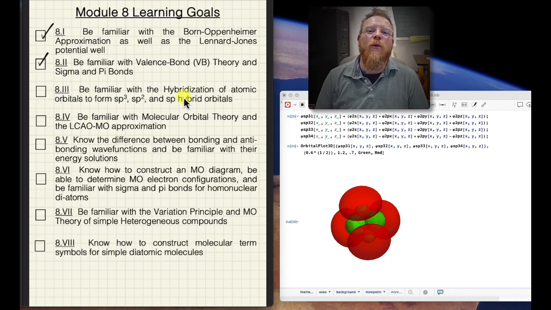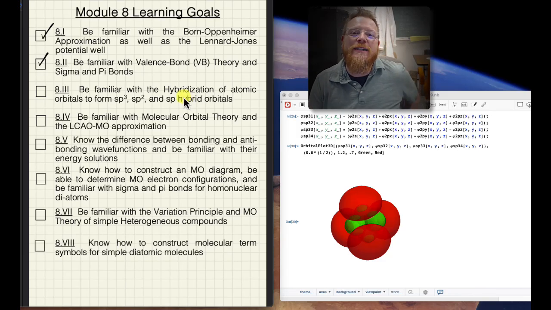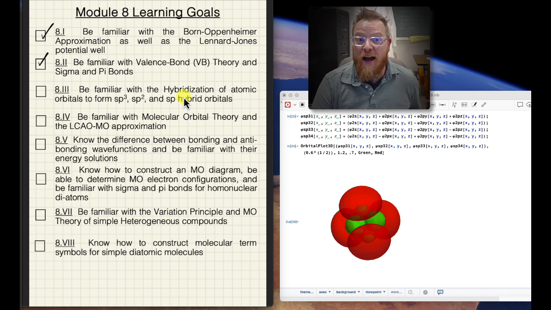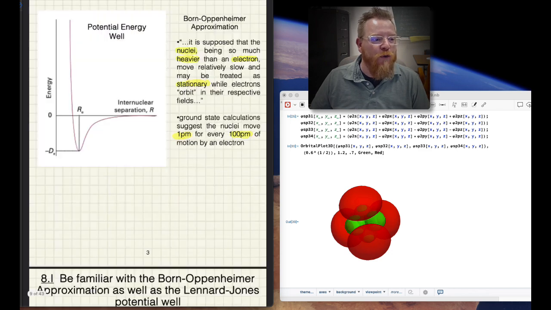Okay, folks, we're going to do something really fun now. We're going to take something that you are really familiar with, hybridization, and we're going to add a lovely Chem twist to it. So we're going to discuss the hybridization of atomic orbitals to form sp3, sp2, and sp hybrid molecular orbitals. Let's go for it.